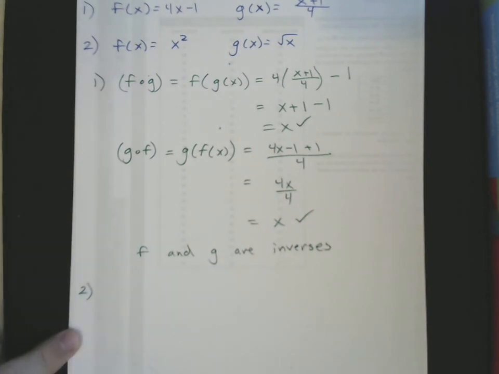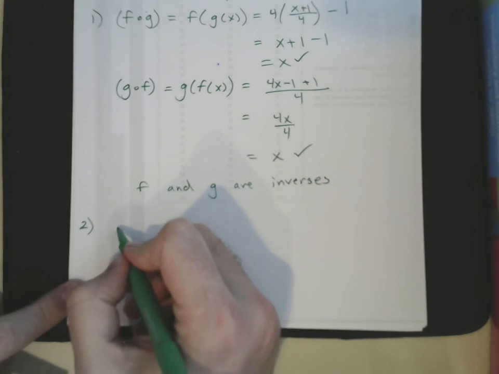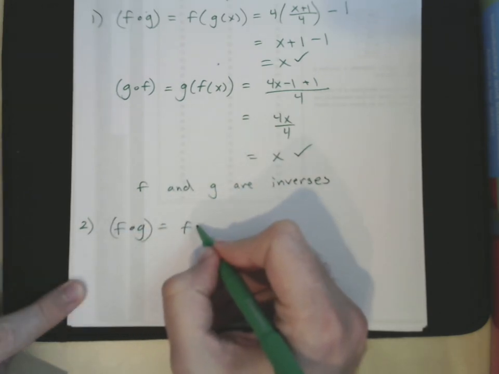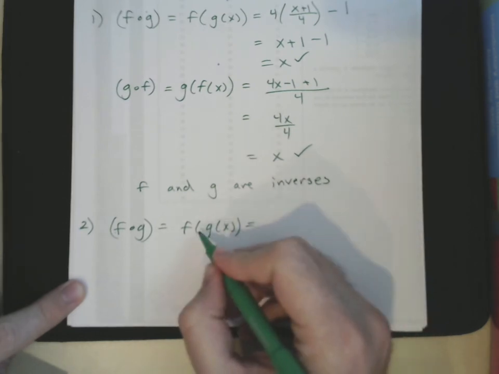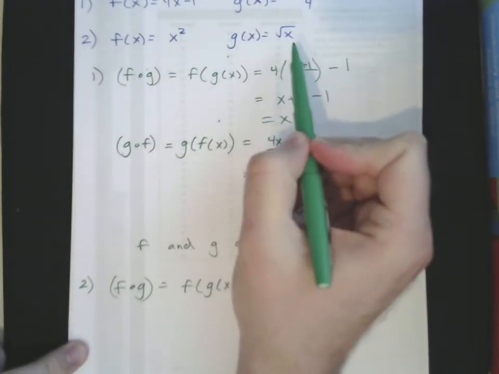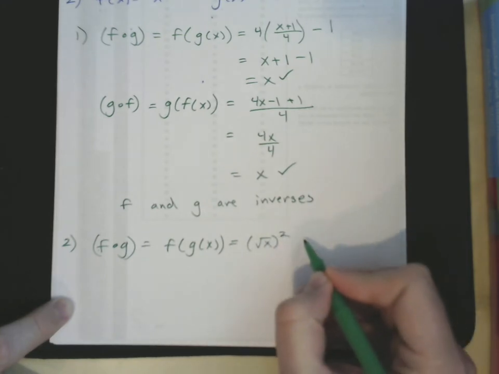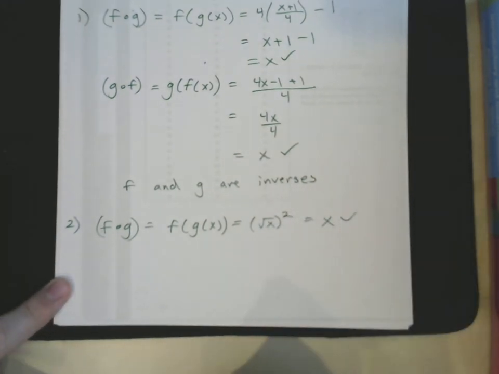So if you haven't done number 2, you should pause the video and try number 2 here. But f circle g is f of g of x, which is replace x in f with all of g of x, so that's the square root of x, squared. We know the square root squared undoes itself, so this is just x.